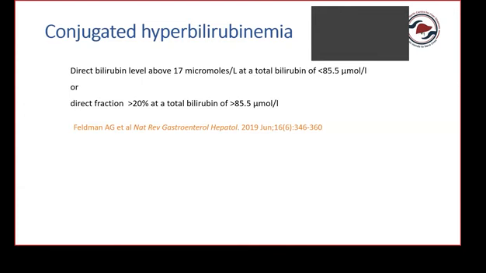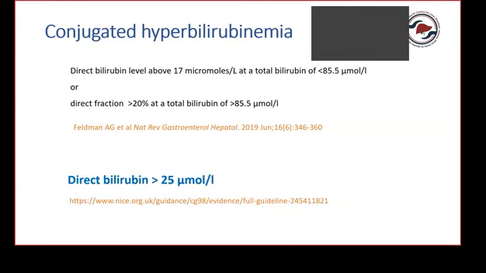However, the NICE guidelines have described it in a much simpler way, which I would really like, and people find it easier to remember. If you could remember, the direct hyperbilirubinemia or conjugated hyperbilirubinemia is the value more than 25 micromoles per liter, that is enough. At any given level of total bilirubin, if you have a conjugated or direct bilirubin level of more than 25 micromoles per liter, that is significant. That can be labeled as direct hyperbilirubinemia.